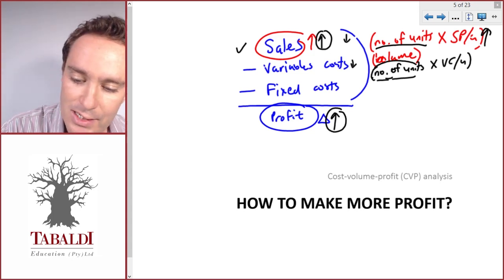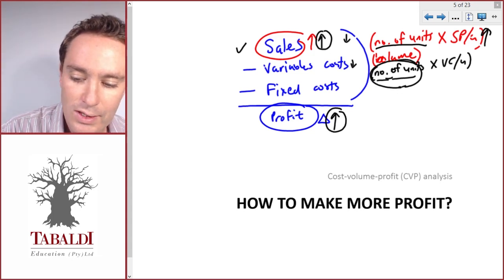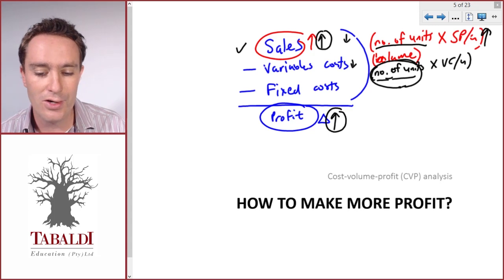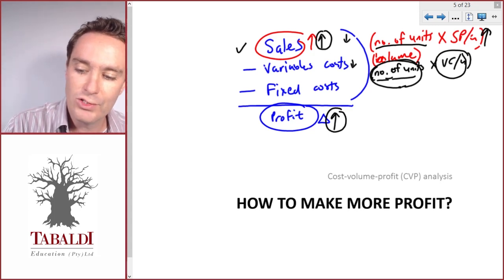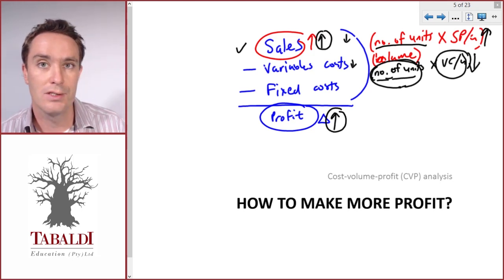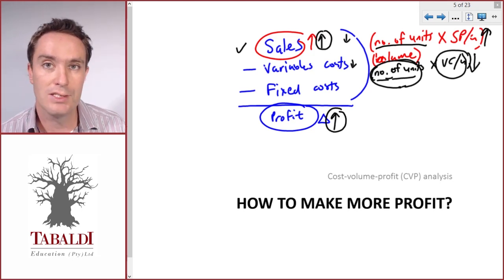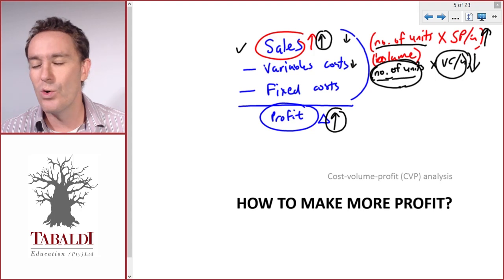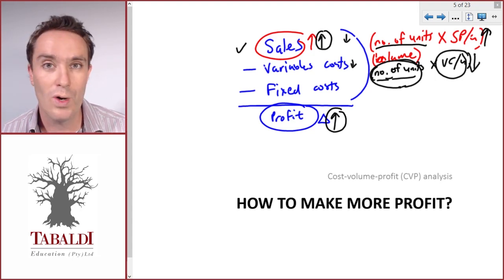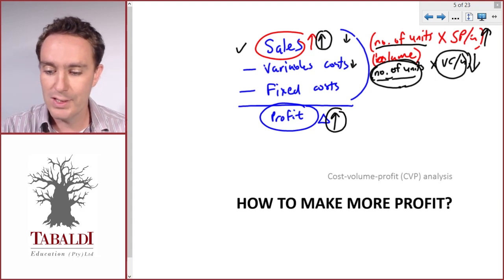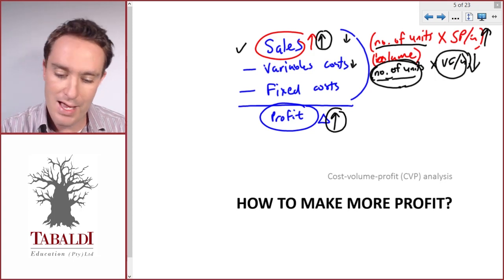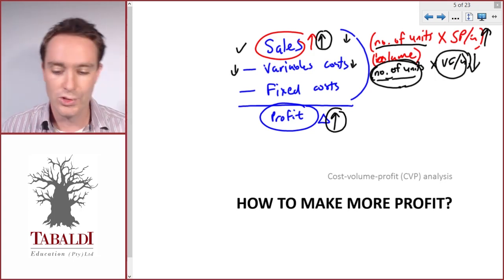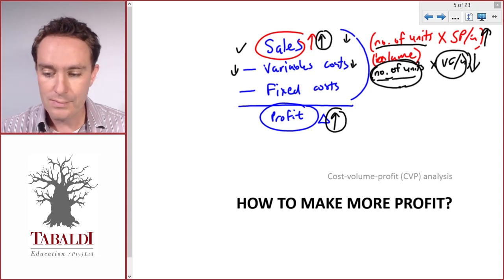So reducing the number of units is probably not a good way to increase our profit, but we can reduce our variable cost per unit. So if we maybe for instance buy from a cheaper supplier or slightly a lower quality of input, that would decrease our variable cost per unit, and that would also then increase our profit.